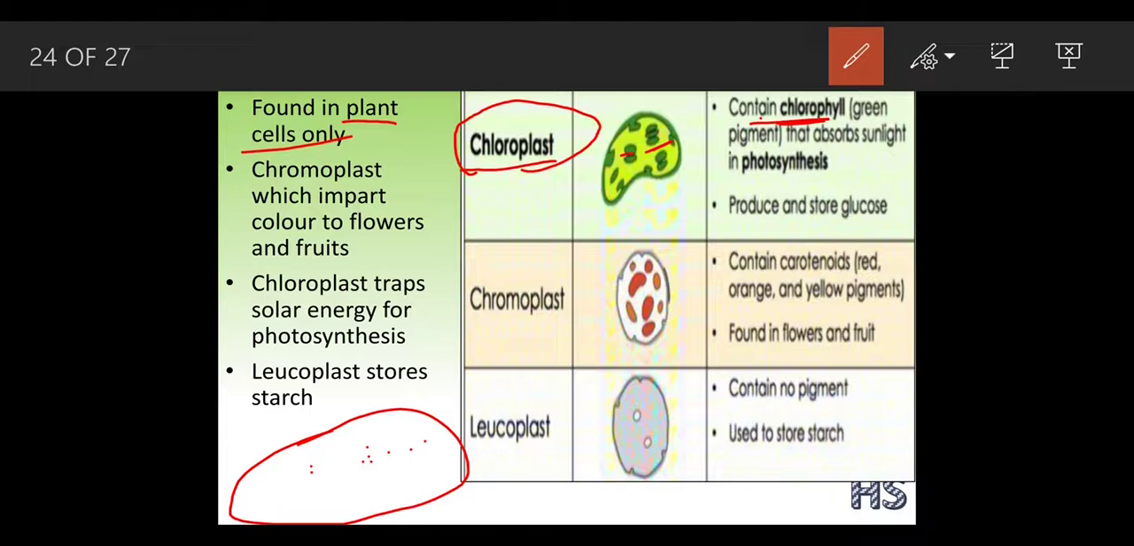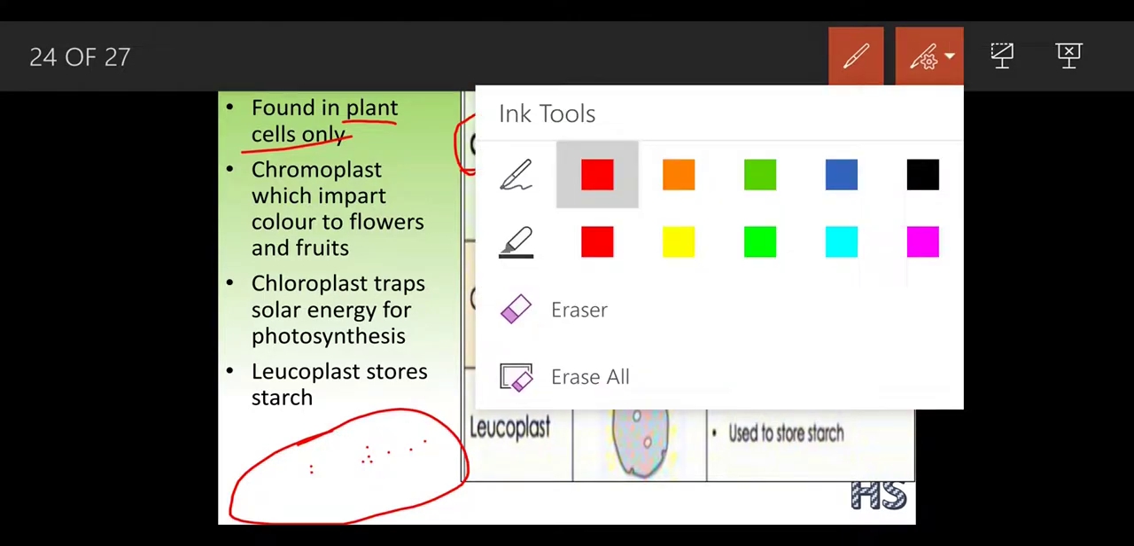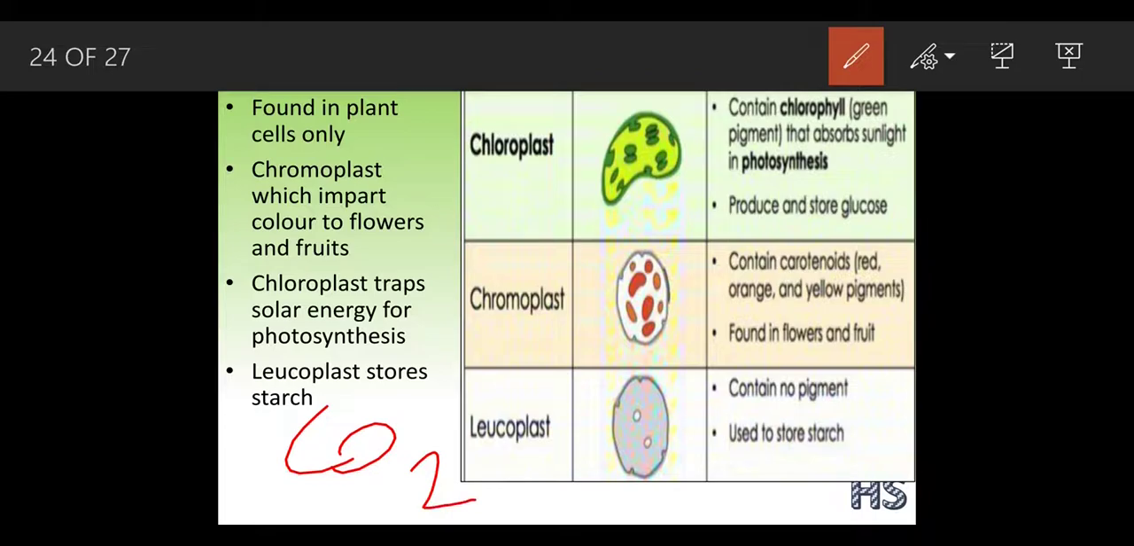The function of this chlorophyll is to trap solar energy and absorb carbon dioxide. So when they absorb carbon dioxide and sunlight, they can perform the photosynthesis process. They also produce and store glucose. Because they perform photosynthesis, they produce glucose, and they store glucose so that it can function for them as well.